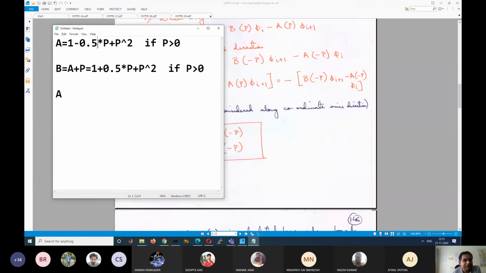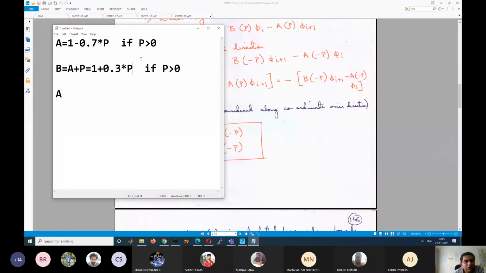Let me take some other example. Then you will understand better. Okay. Let us remove this P square also. It is causing us confusion.